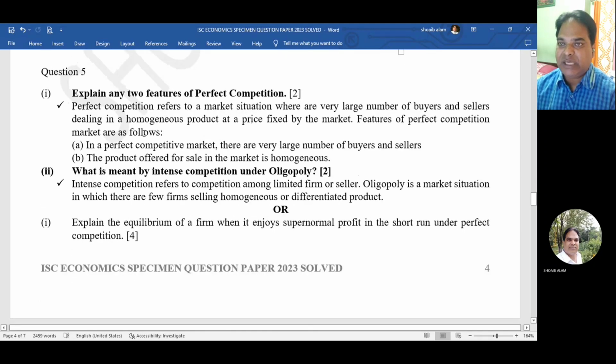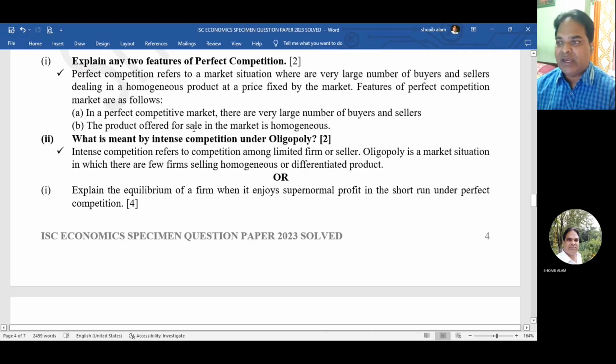Number 5, explain any two features of perfect competition. Perfect competition refers to a market situation where a very large number of buyers and sellers deal in a homogeneous product at a price fixed by the market. Features of a perfectly competitive market are as follows. There are a very large number of buyers and sellers. The product offered for sale in the market is homogeneous.